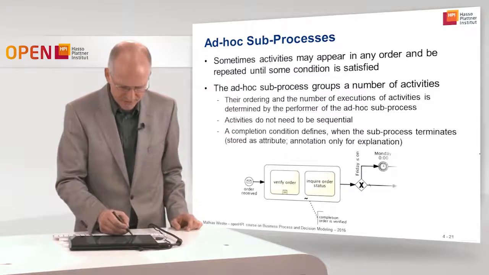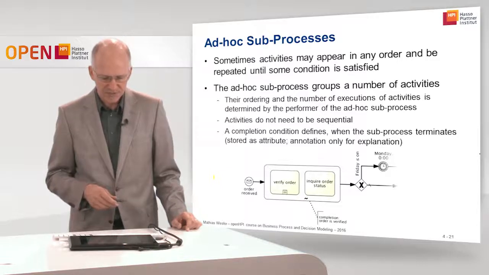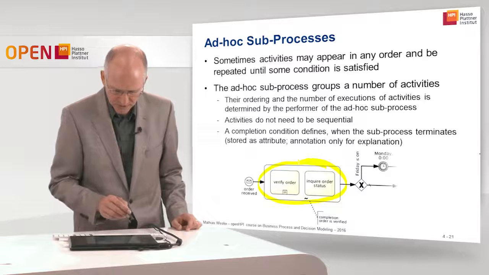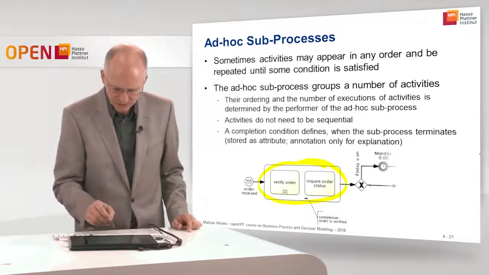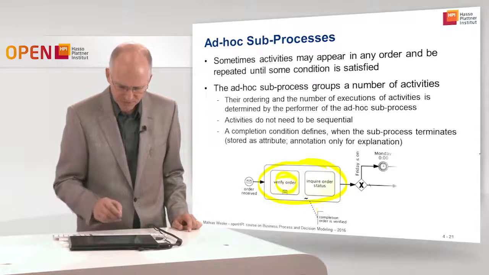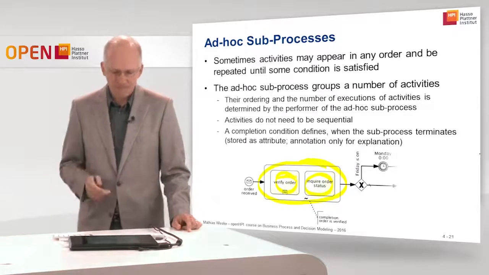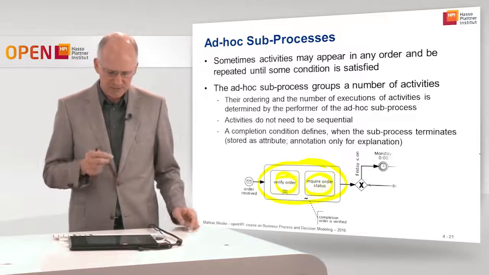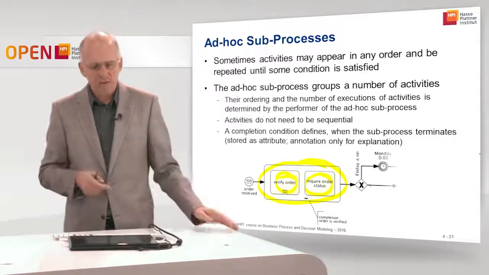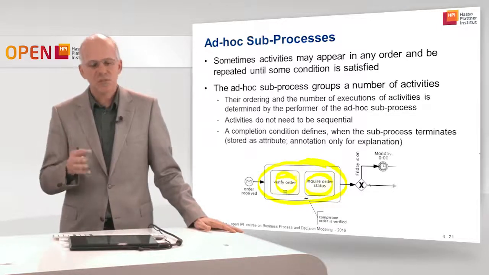So we have an example where we have, first of all, the event order received occurs. Then we have this ad hoc subprocess. Again, it's a subprocess structure. And it has two activities, one of which is a subprocess, the verify order process. Inquire order status is just a task. And that means that these two activities can be executed in any order or even overlapping. And so there's no strict execution sequence between these two.